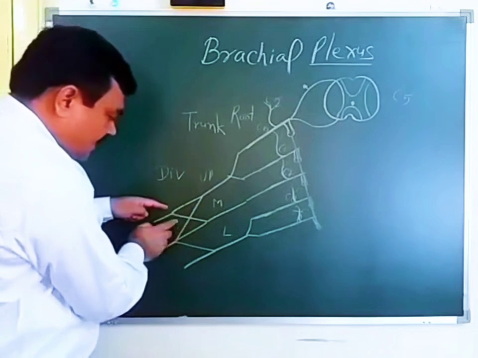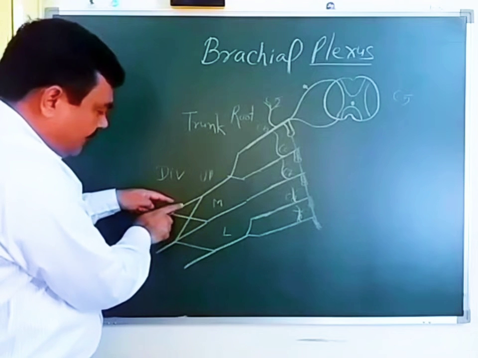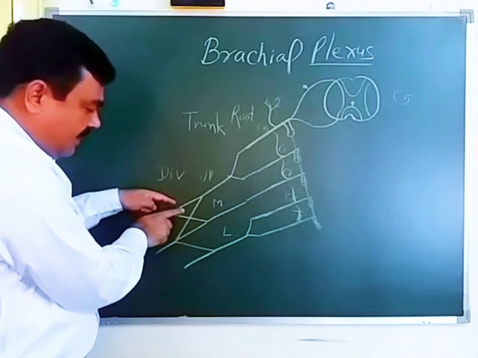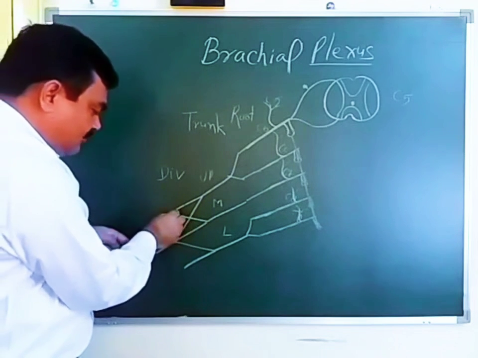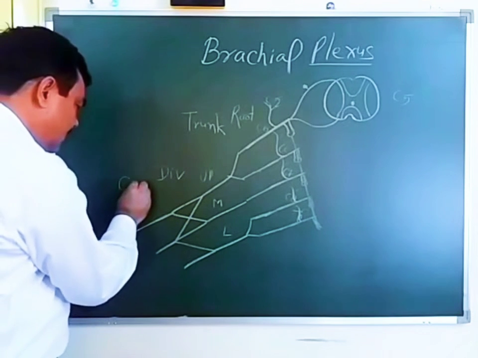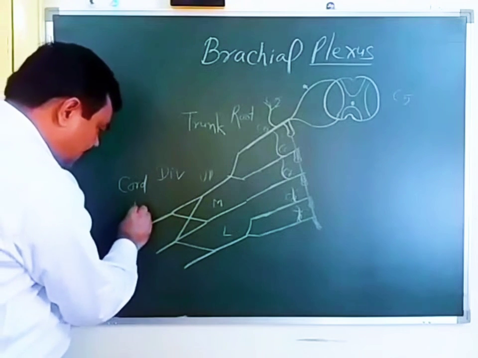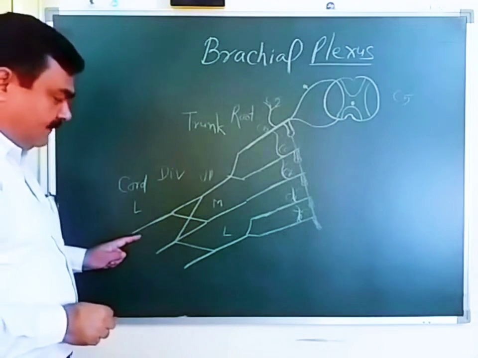Now the ventral division of the upper and middle trunk join to form the lateral cord. So here cords are formed, and this is the lateral cord.